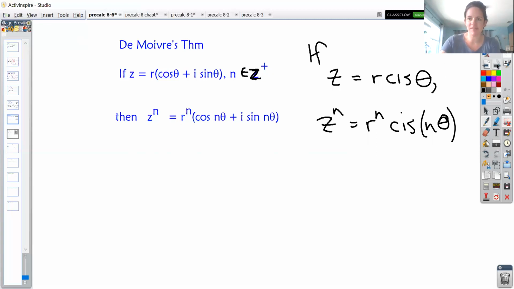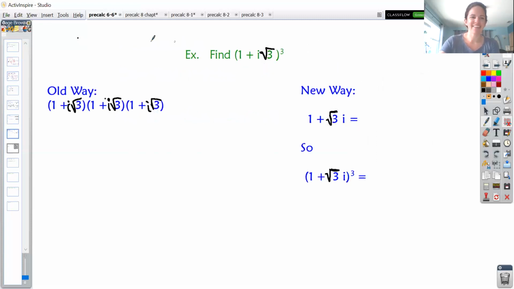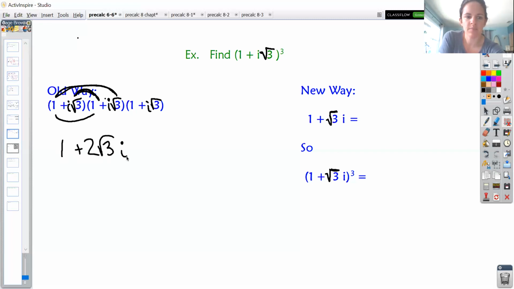And so I'm going to give you an example of how we can use this and why it's way better than not having it. Okay, so if I were to ask you to find 1 plus i root 3 quantity cubed, the old way of doing that, like before today, it's not that you couldn't find it, you could, it would just be a big pain. We would do 1 plus i root 3 times 1 plus i root 3 times 1 plus i root 3. So let's go ahead and start distributing. This would be 1 plus root 3i plus another root 3i, so that would be plus 2 root 3 times i. And then i root 3 times i root 3 would be 3i squared.